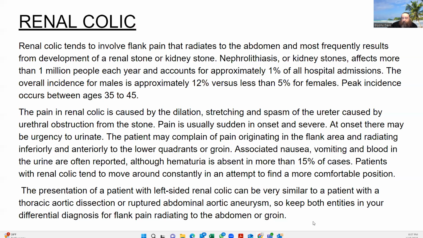Renal colic, all right, my favorite, maybe yours too. Kidney stones in simple language. Kidney stones affect more than 1 million people each year and account for 1% of all hospital admissions. So we said that, remember, abdominal complaints account for 10% of all ER visits and 1% hospital admissions. So that's a lot. Overall incidence is males 12, females 5. So men win this one. Peak incidence between 35 and 45.